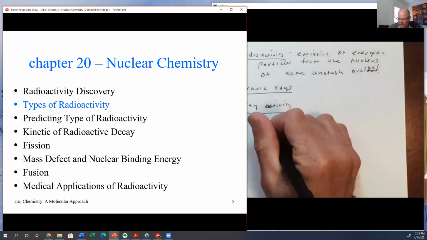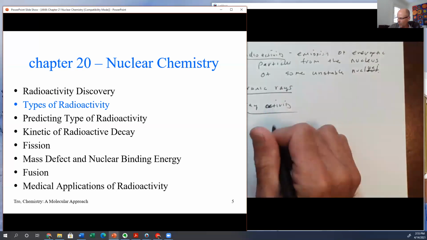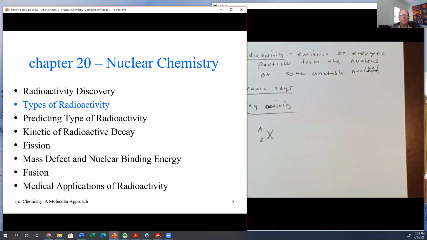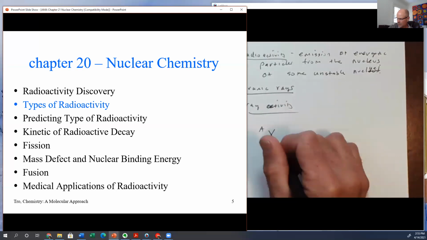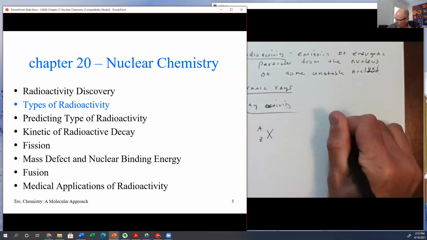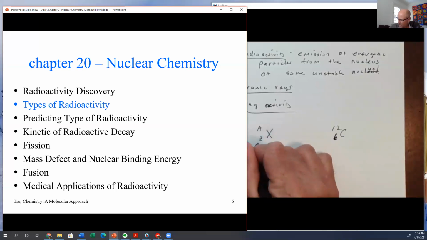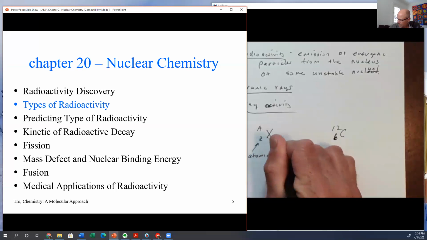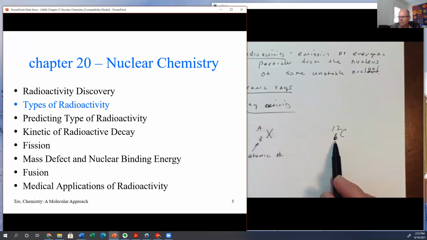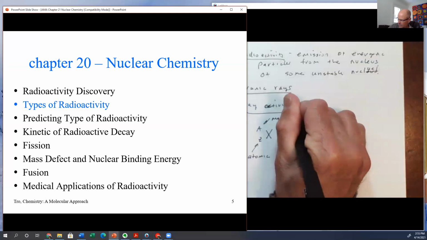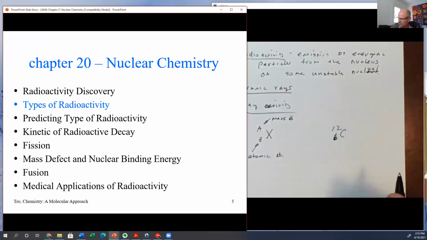Okay, so we have to review the way we learned last semester that we can specify a nucleus. For example, carbon 6 12 would be an example of this kind of nuclear notation. Remember, this is the atomic number. What does the atomic number tell you? Number of protons, right? And this is the mass number. Do you remember what the mass number tells you? Protons plus neutrons, right?